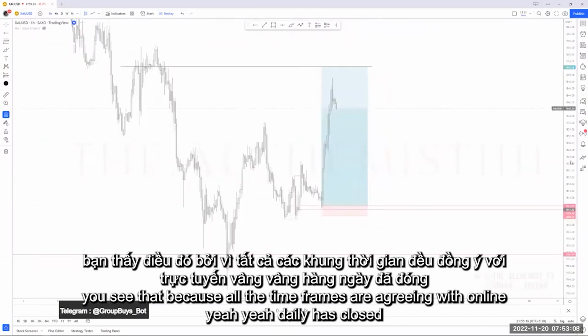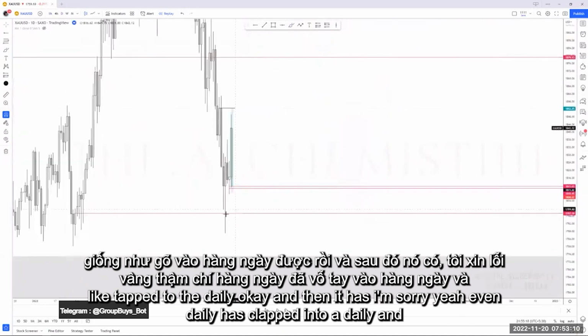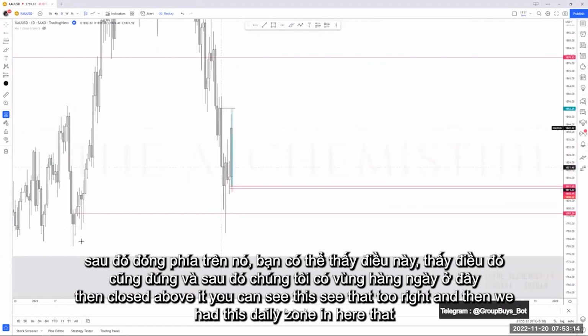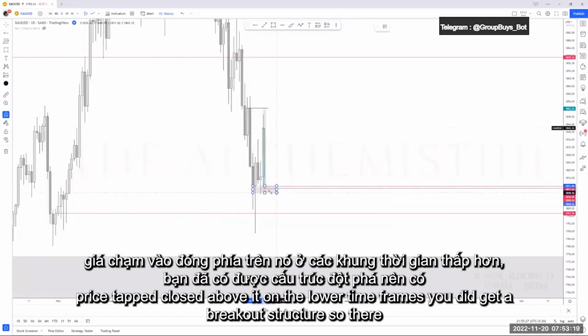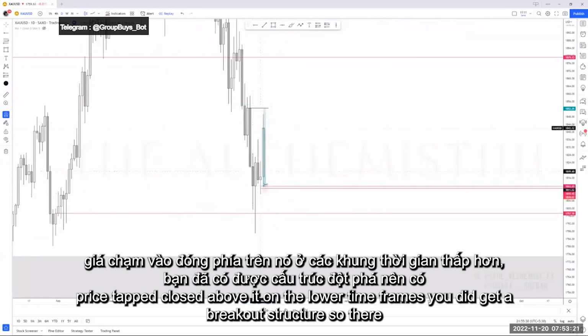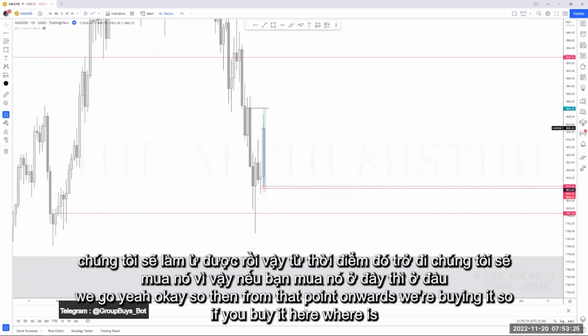Daily has tapped into the daily and then closed above it. You can see that too, right? And then we had this daily zone in here that price tapped and closed above. On the lower time frames, you did get a breakout structure, so there we go. From that point onwards, we're buying it.